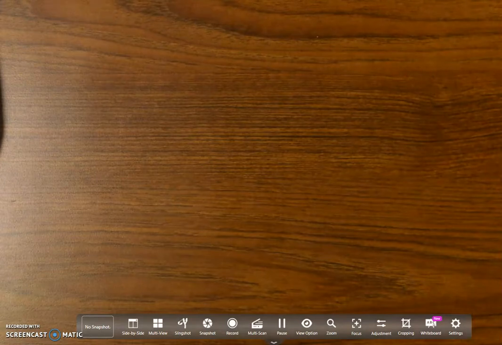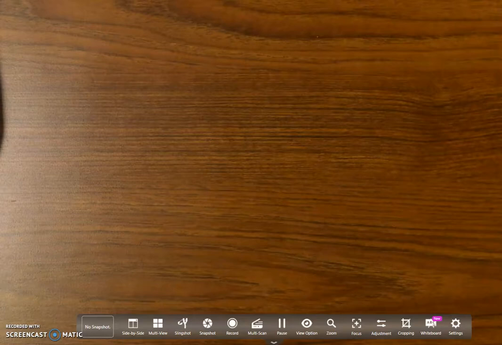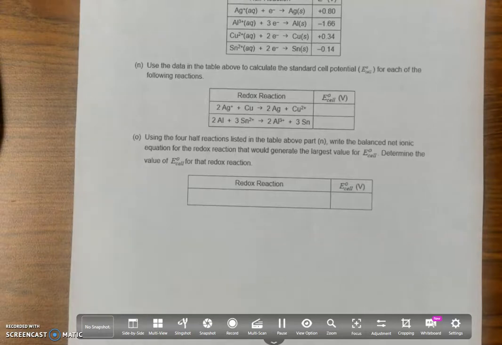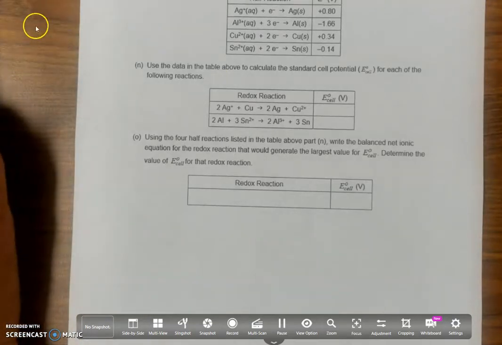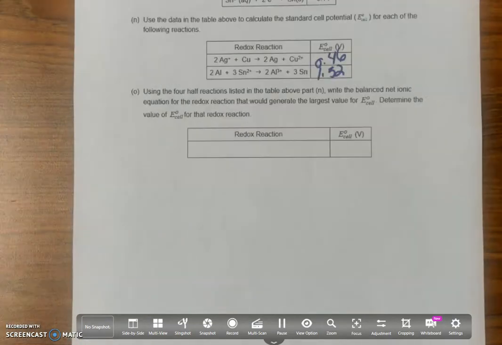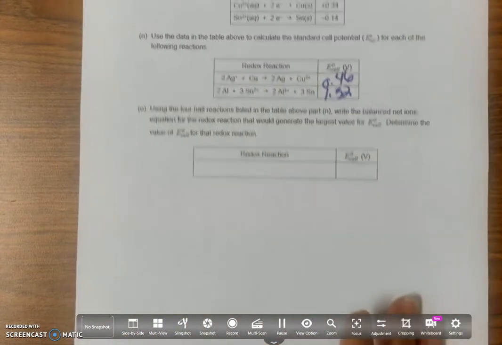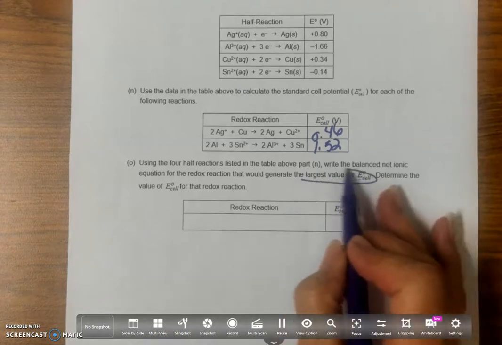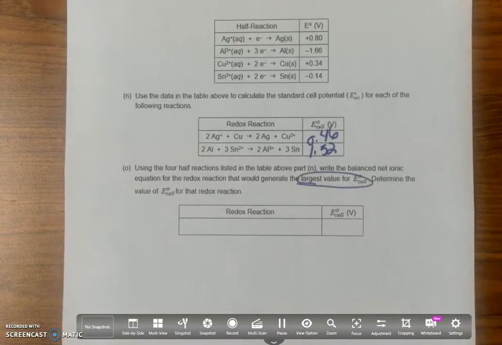Okay, now another type of problem that you might have is that I could give you 2 reactions, and then you are going to have to tell me how to set those up. All right, so I'm going back, I'm getting the new piece of paper. What I mean by how I'm going to get that set up is, the question is, using the 4 half reactions listed in the table above, write the balanced net ionic equation for the redox reaction that would generate the largest value. This is a great FRQ problem.